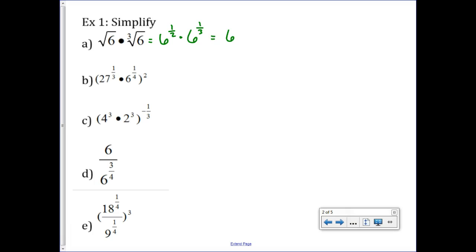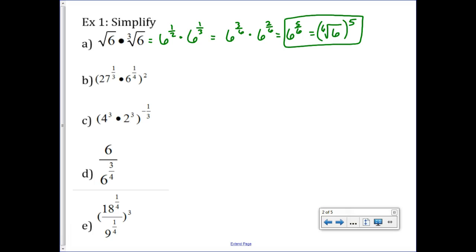So 1/2 would be 3/6, and 1/3 would be 2/6. Then I get 6 to the 5/6 power when I add those exponents, and I could rewrite that as the 6th root of 6 to the 5th power. Either one of these answers would be acceptable. Since it was already in that root form, you may want to change it back over, but it doesn't matter.